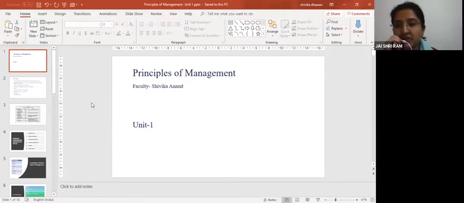latest trends in the management area. Those are MBO, management by objectives. We'll also discuss the trends and challenges in the recent environment in the management area, so creativity and innovation in management. All these things will be discussed in Principles of Management.